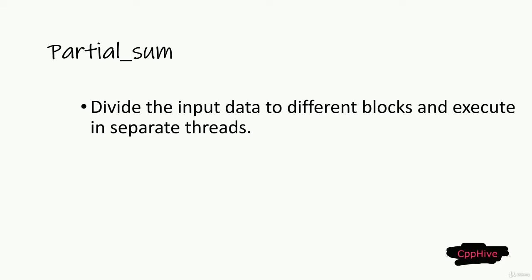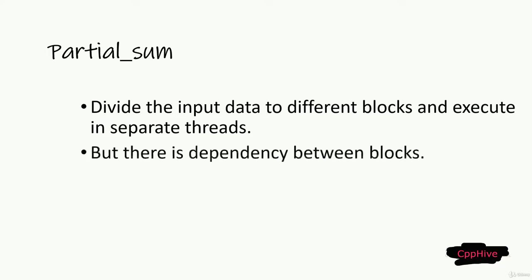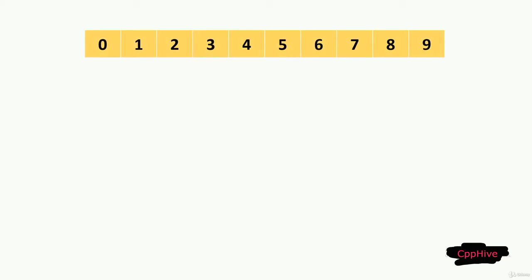As we saw in the previous video, to calculate the output value of the ith element, we need the sum of all the elements before that element as well. So if we divide the data into blocks, there's going to be a dependency between blocks for this reason. Let me demonstrate this to you. Let's say we have an input array like this, and let's say we divide it into two blocks.